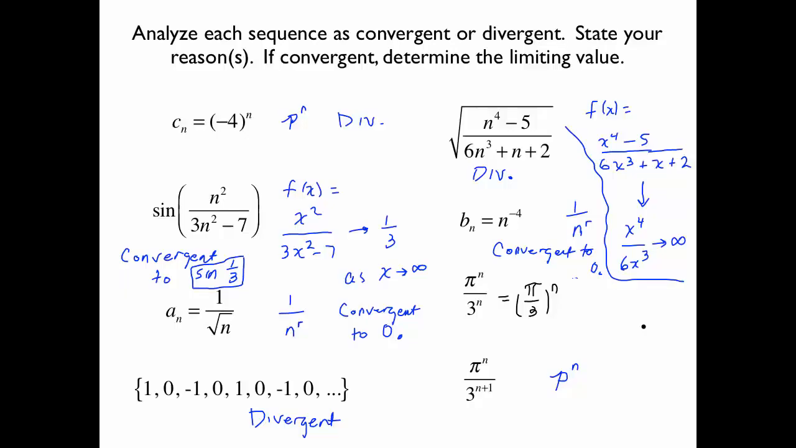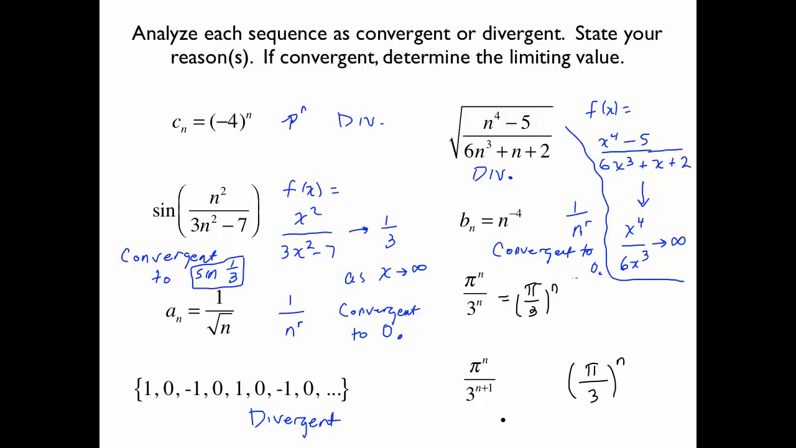How about the last one? How can I write this as p to the n? Here's a technique we're going to see. We're going to be using a lot. We need to relate this to something to the n. So certainly, the pi is fine. So if we want it to the n, we can do pi over 3 to the n, but that's not equal to what we started with.